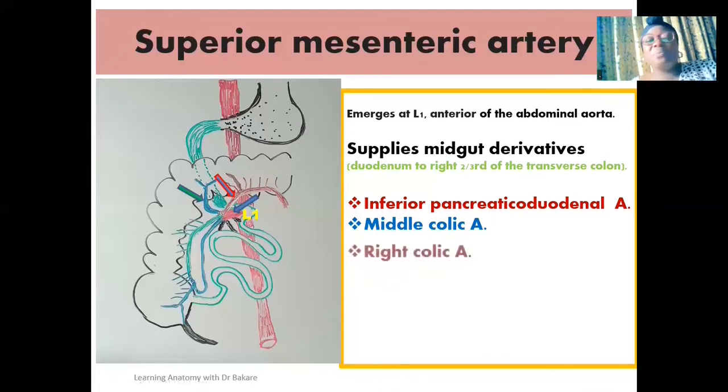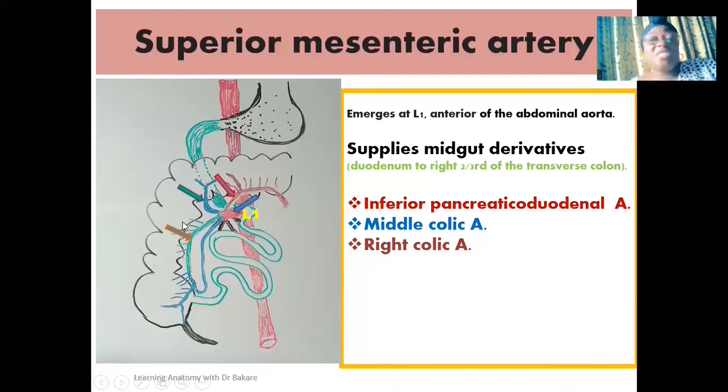Then the third branch will be the right colic artery. And this is the right colic artery. This is the right region of the abdominal cavity. And we know that in the right region is where we have the ascending part of the large intestine. So this is the ascending colon. So you see the right colic artery giving off branches to supply the ascending colon.